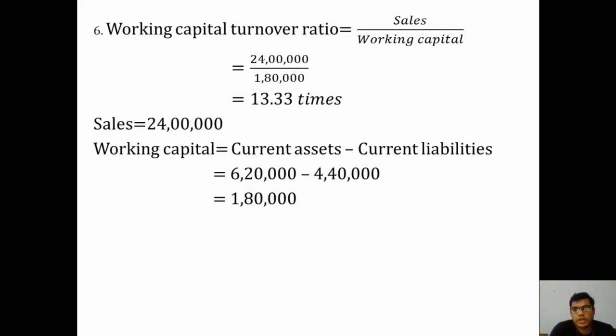Next is the working capital turnover ratio. The formula for this is sales divided by working capital. The value of sales is 24 lakhs, and working capital can be found out by current assets minus current liabilities, that is 6,20,000 minus 4,40,000. So the value is 1,80,000. 24 lakhs divided by 1,80,000 will be 13.33 times.